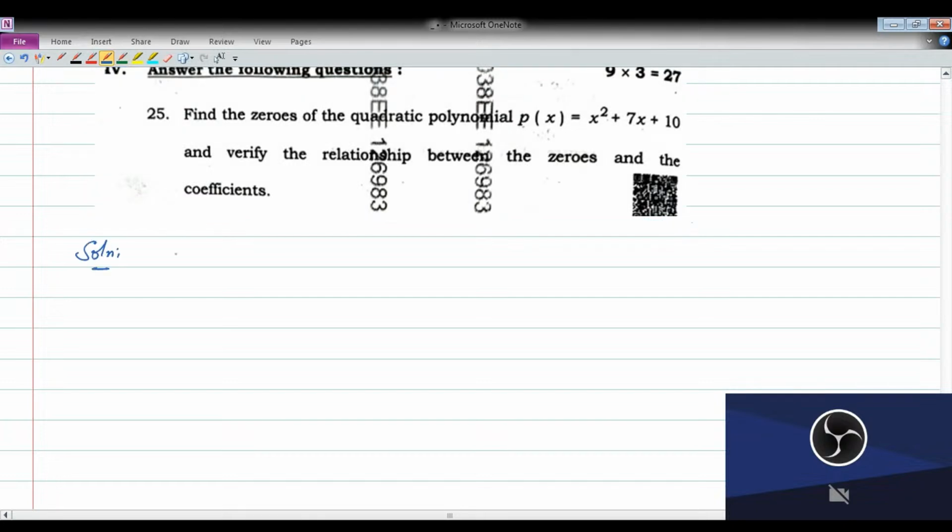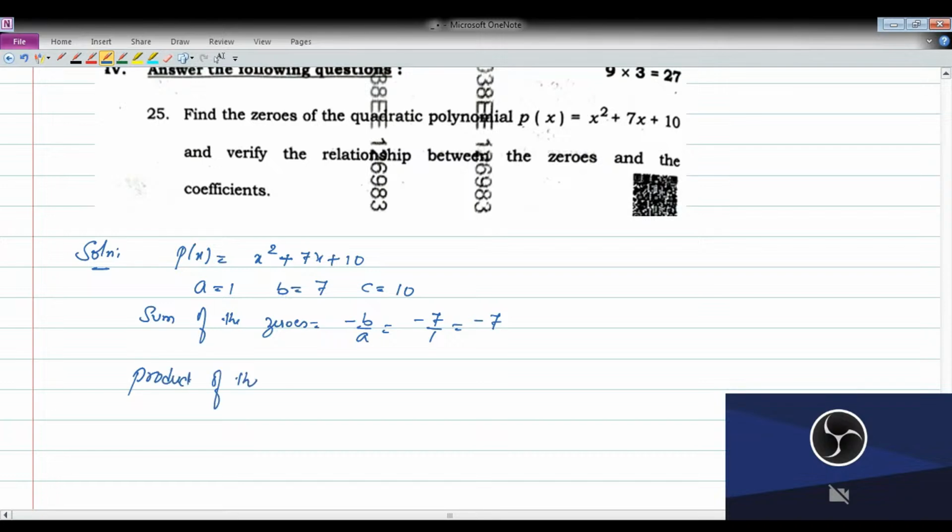Yes. So the given polynomial is p of x is equal to x square plus 7x plus 10. Now, what is the value of a here? 1. What is the value of b here? 7. What is the value of c here? 10. What is the sum of the roots? Sum of the roots or sum of the zeros is equal to minus b by a, that is minus 7 by 1, that is equal to minus 7. What is the product of the zeros?